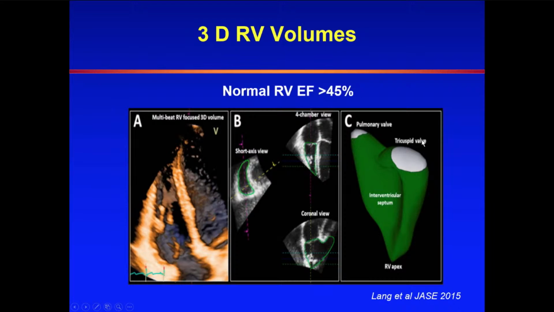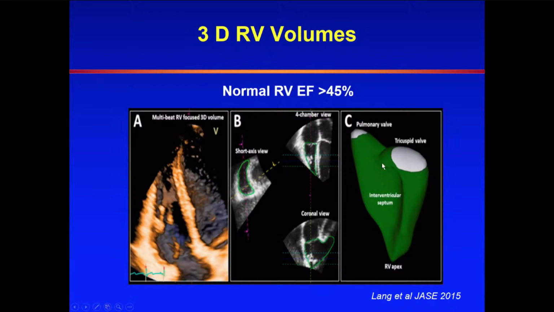With that, several studies have published the upper limits of normal for RV volumes in diastole and systole, as well as ejection fraction. If you want to remember one number, the lower limit of a normal ejection fraction is at 45%. Less than that is abnormal.